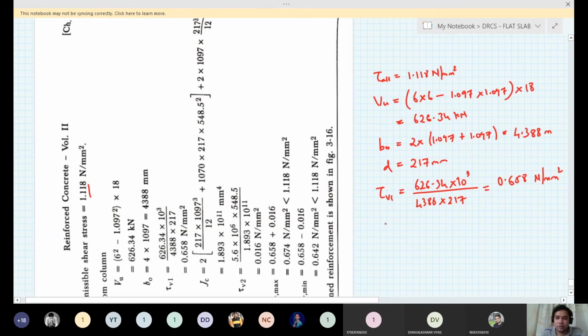Next we have to find out the unbalanced moment shared by the shear couple. So next we will find the shear stress. This is the shear stress due to punching, the punching shear stress. Okay, now we'll find the shear stress due to the unbalanced moment, the unbalanced moment shared by the shear couple.